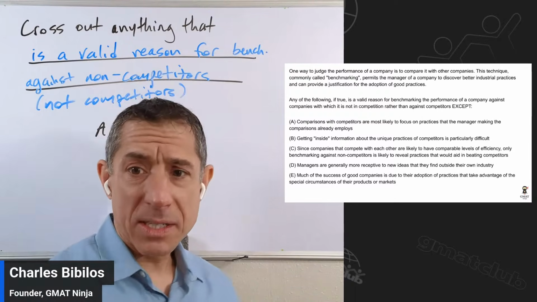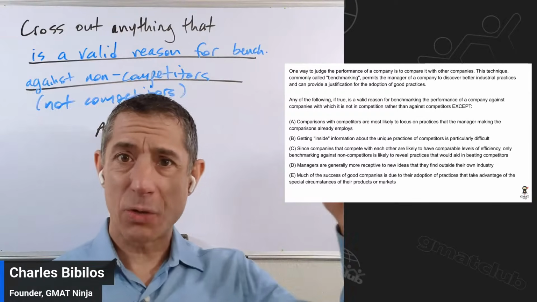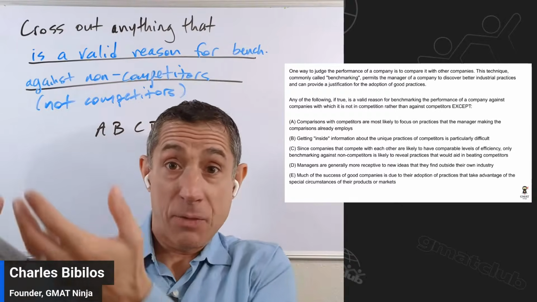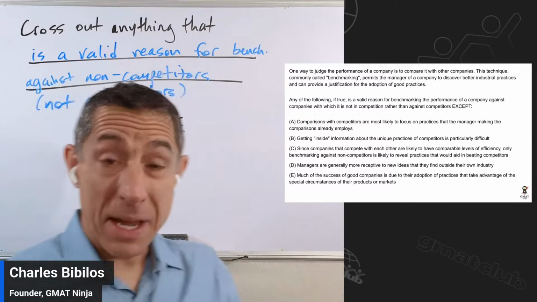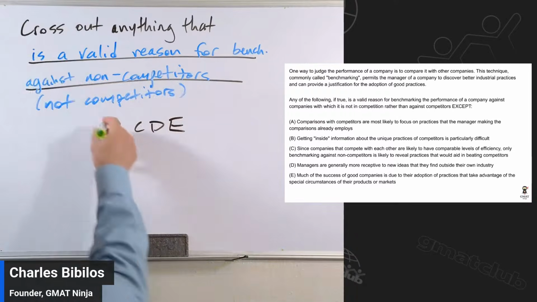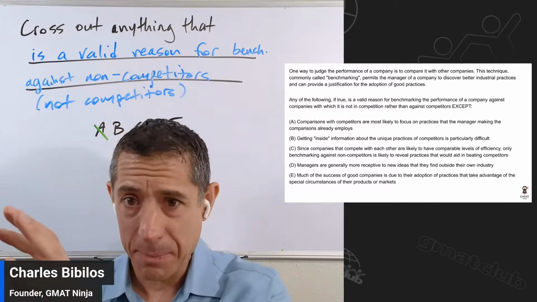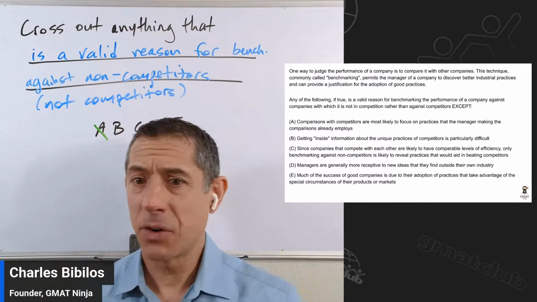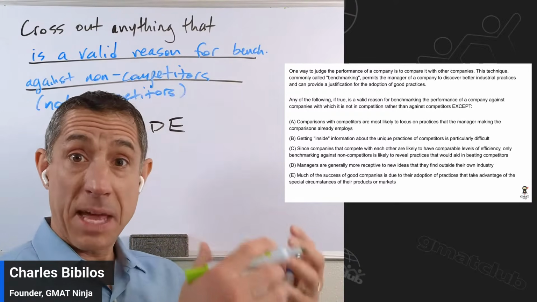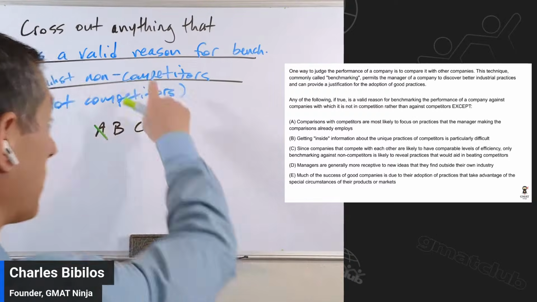A, comparisons with competitors are more likely to focus on practices that the manager making comparisons already employs. Is this a reason why maybe you should look at non-competitors? Well, sure, because if we've already stolen everything we can from the competitors, then maybe we should look at non-competitors. So this is a reason why we should benchmark against non-competitors. So we can get rid of A because we're crossing out anything that is a reason to focus on benchmarking against non-competitors. B, getting inside information about the unique practices of competitors is particularly difficult. Okay, so if we can't get information about competitors, then if we want to benchmark, maybe we should do it against non-competitors. So that's a valid reason.